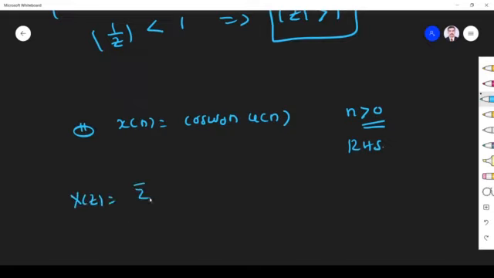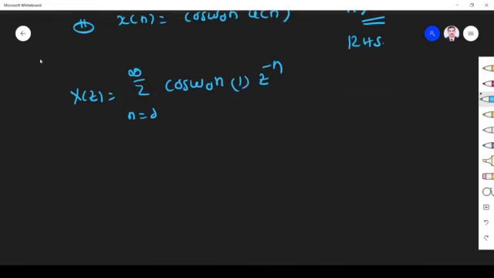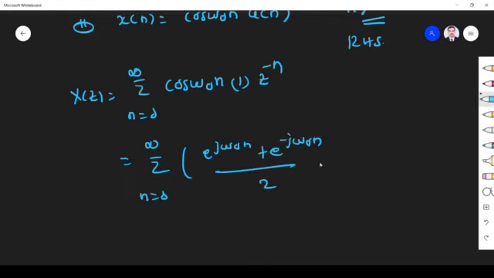X of z is equal to summation n goes from 0 to infinity, because u of n is right hand, so I go from 0 to infinity. x of n is cos omega naught n, and for n greater than or equal to 0, u of n is 1, into z power minus n. Simplify as usual, using Euler's formula. So what I do: summation n goes from 0 to infinity, cos omega naught n I write as e power j omega naught n plus e power minus j omega naught n divided by 2, times z power minus n.